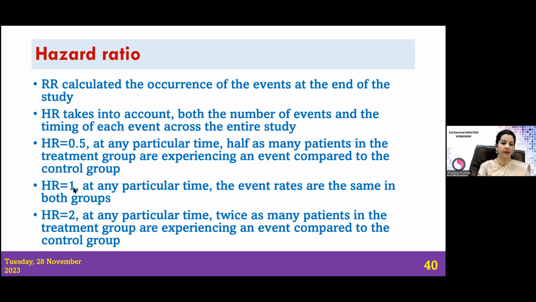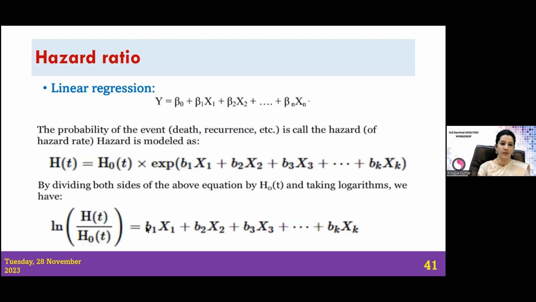Similarly, if the value of the hazard ratio is 1, then you can say that the event rates are the same in both groups. And if the value of the hazard ratio is 2, then you can say that at any particular time, twice as many patients in the treatment group are experiencing an event as compared to the control group.